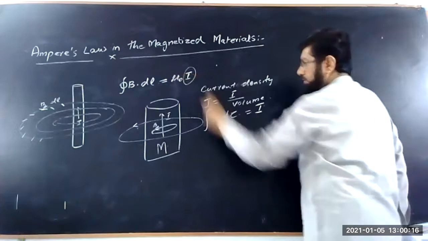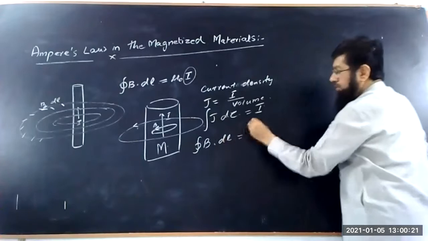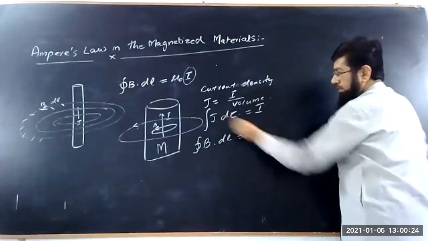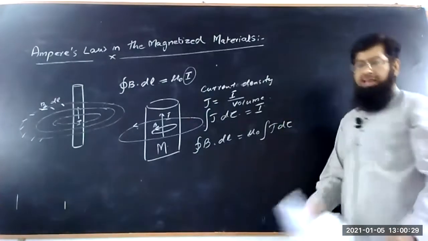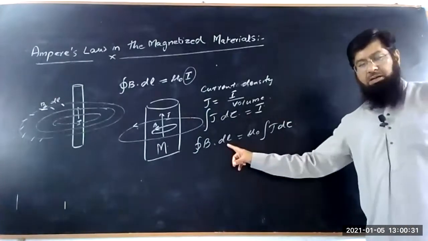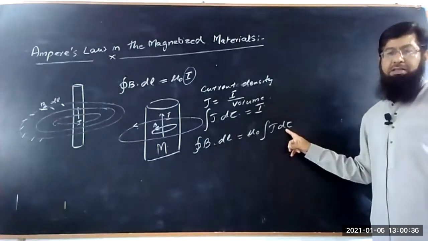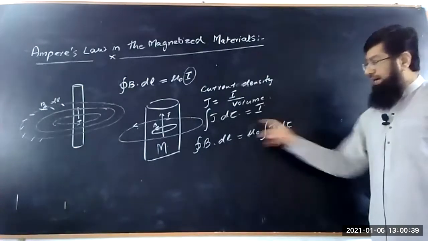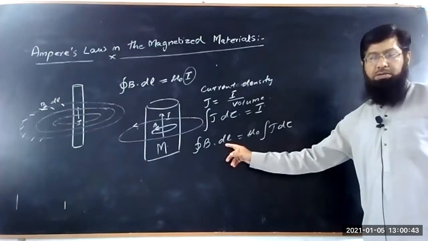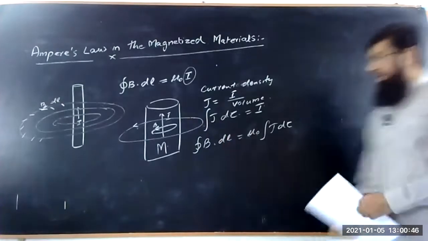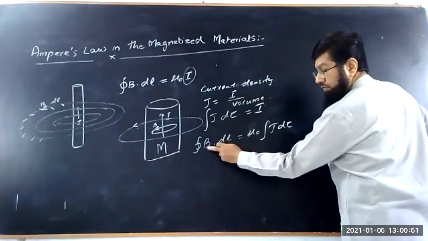So this equation becomes the line integral of B dot dl is equal to mu naught, and this current can be rewritten as the integral of J d tau. Here there is a line integral, a one dimensional integral, and here there is a three dimensional integral, a triple integral. So we have to convert this line integral into a volume integral by using Stokes theorem.